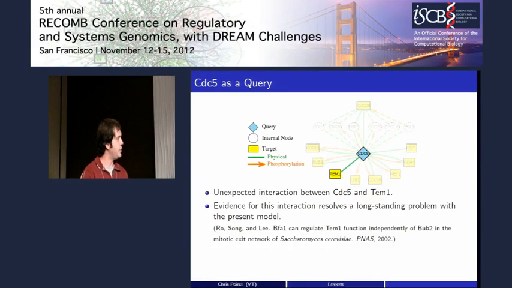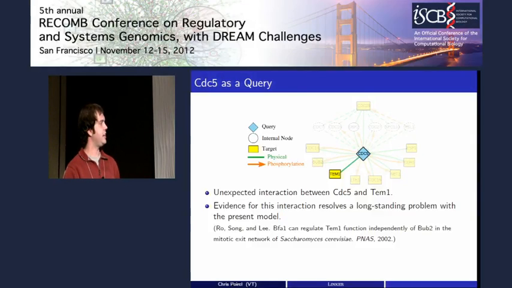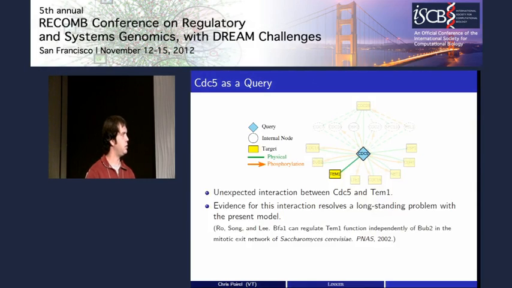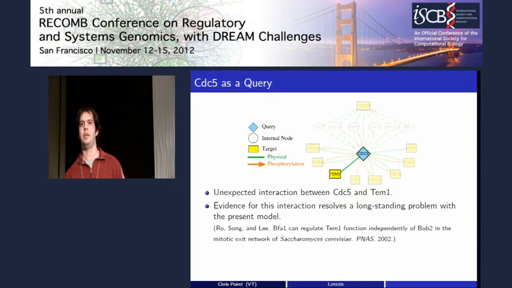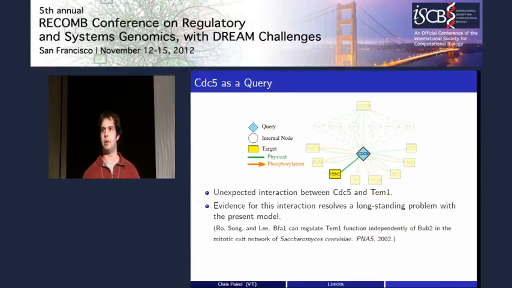And when they did that, they came across this paper by Rowe, Song, and Lee, published in 2002, that after further investigating this paper, this link actually explains a long-standing problem with the present model. By that, I mean the version of the model since 2004 that they've developed that includes CDC5. I'll talk about that problem in just a few slides.